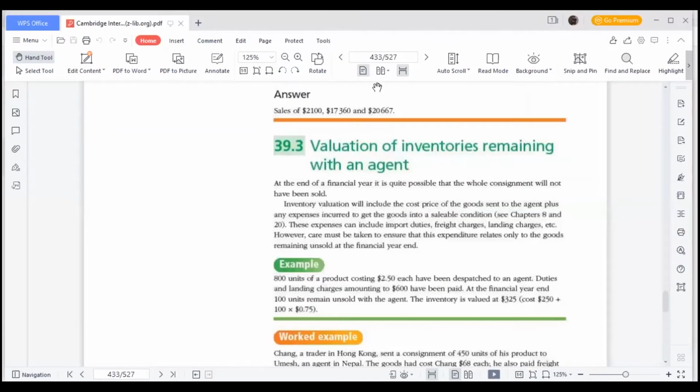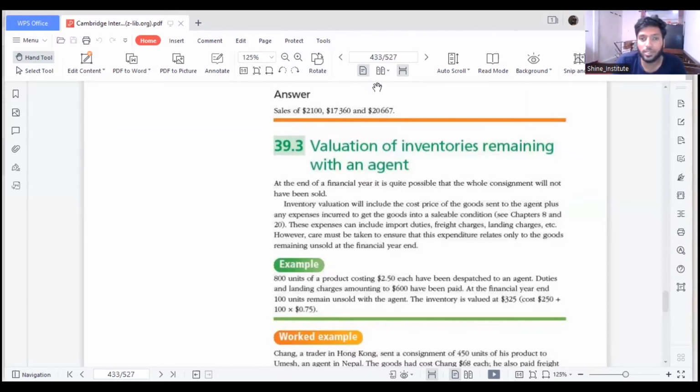Now we are going to learn the next part. Valuation of inventories remaining with an agent. Now understand this way. My hair looks messy, so don't consider it, because I've been teaching continuously for a number of hours and I don't even have time to cut my hair, so I look weird on the screen, but no worries. Let's move on and focus on the content we want to cover.